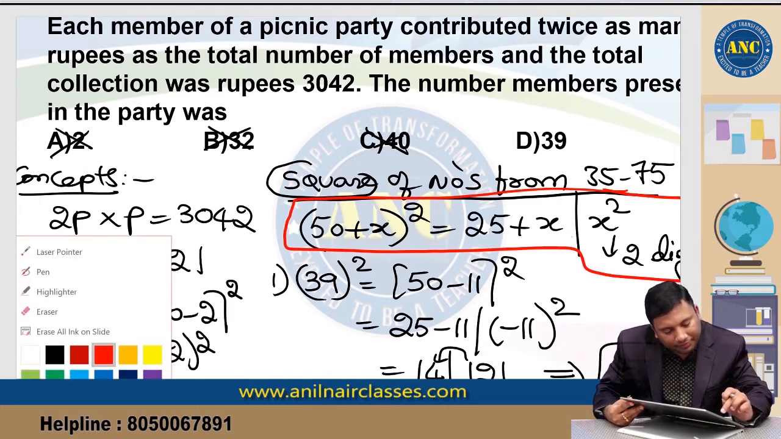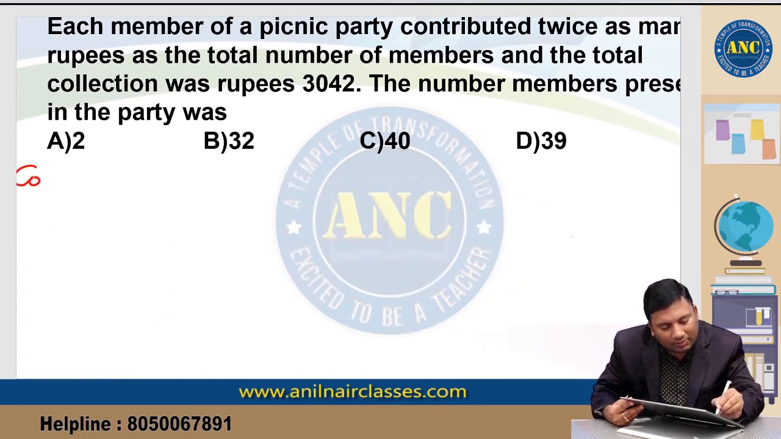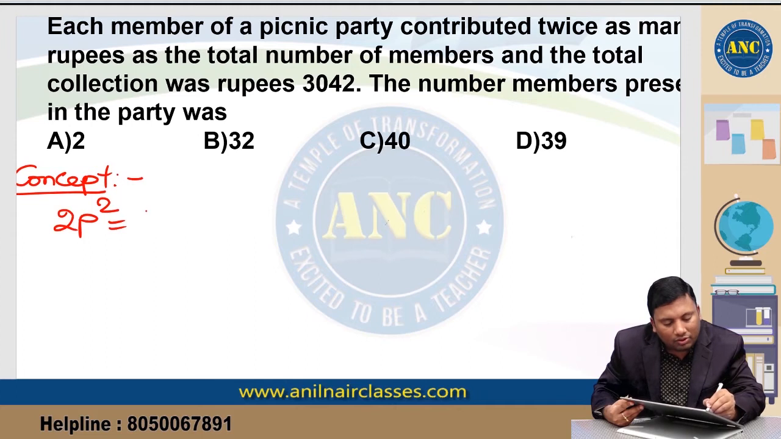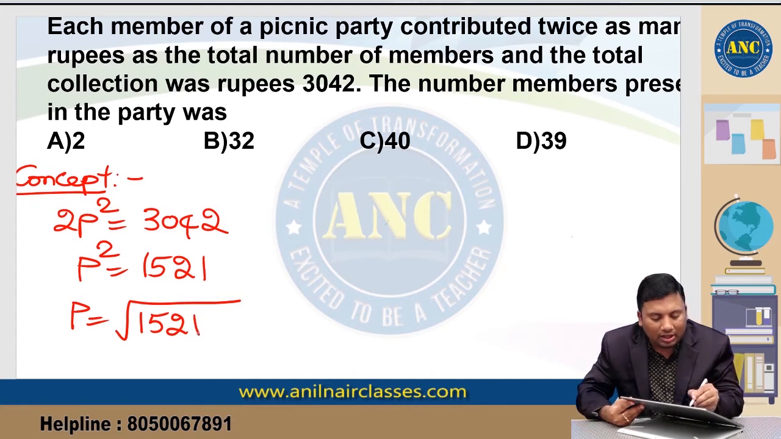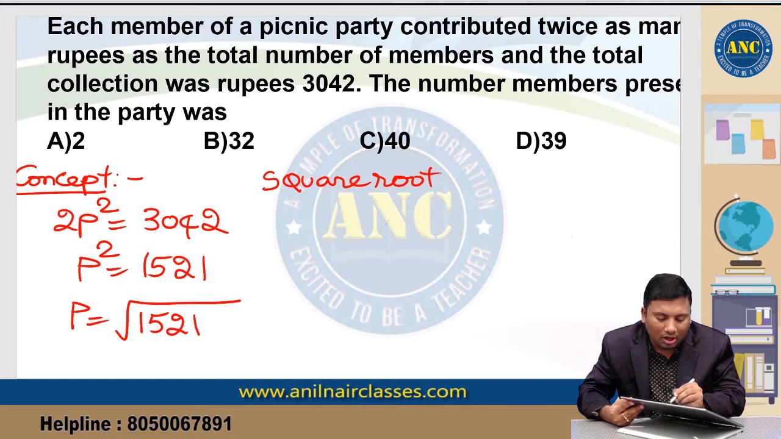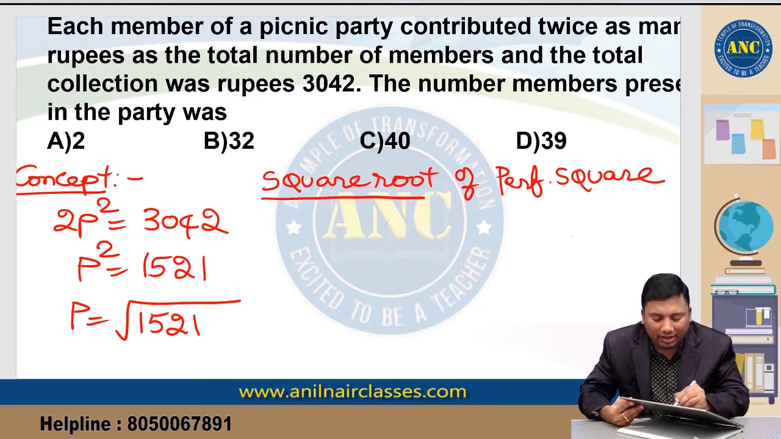Another concept. Suppose 2p square is equivalent to 3042. So p square is nothing but 1521. Now p is nothing but square root of 1521. Another concept: how to find the square root of a perfect square?